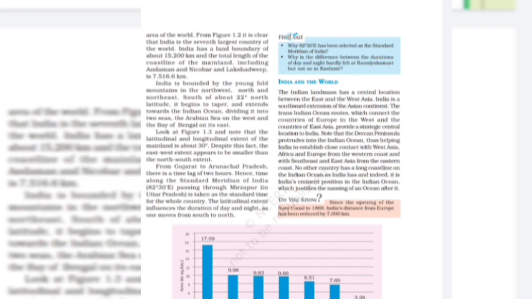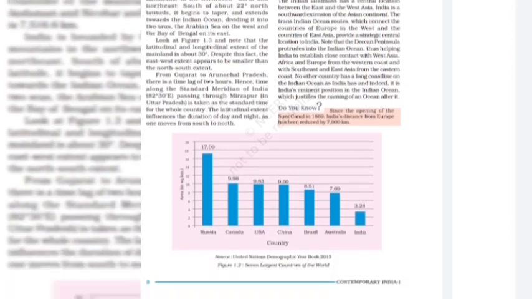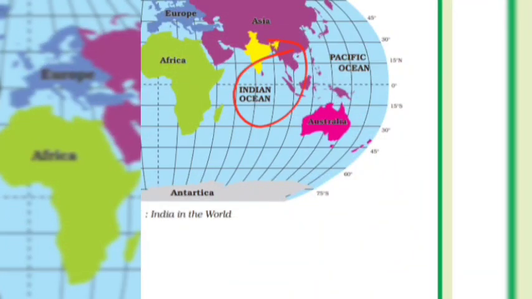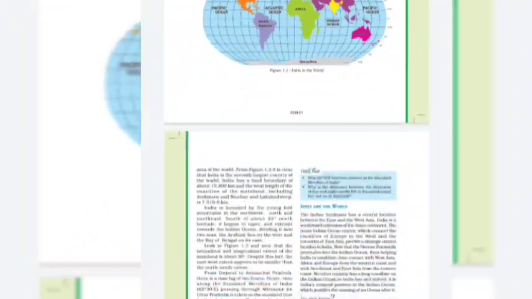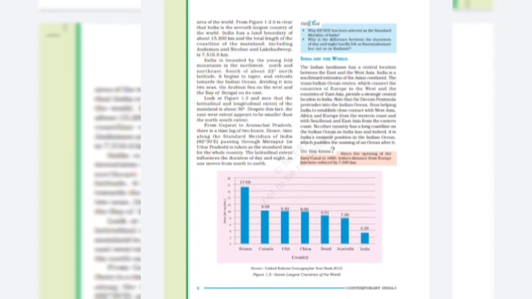Note the Deccan Peninsula protrudes into the Indian Ocean, thus helping India to establish close contact with West Asia. So we have very close contact with West Asia and East Asia. And the Indian Ocean is the only ocean which has been given a name after a country, that is India. In the whole world, the Indian Ocean is the only ocean named after a country.